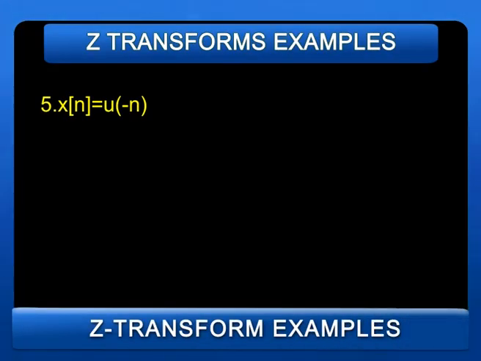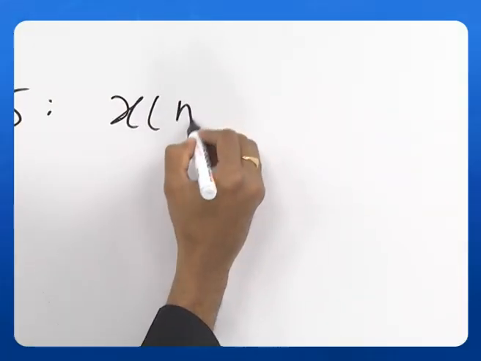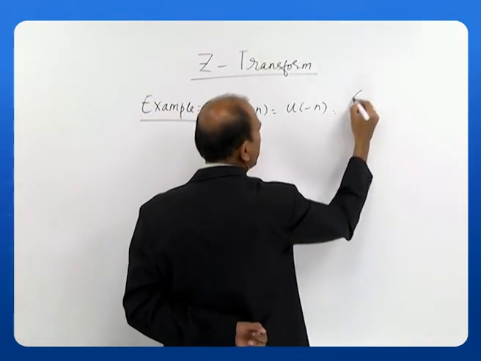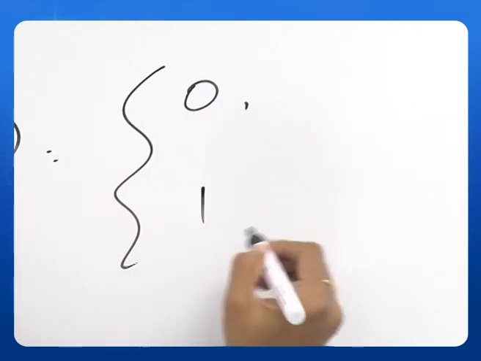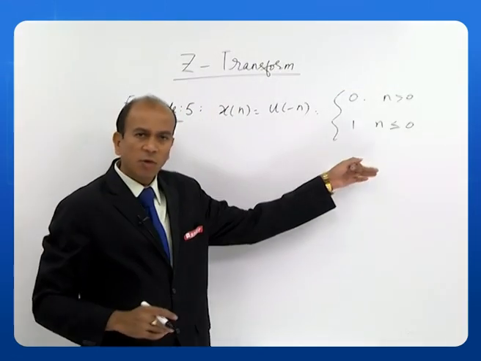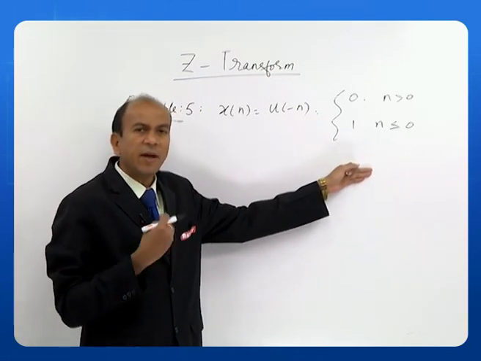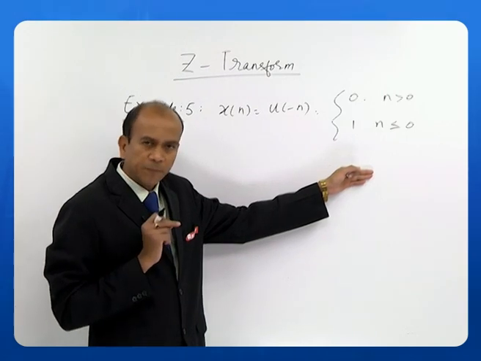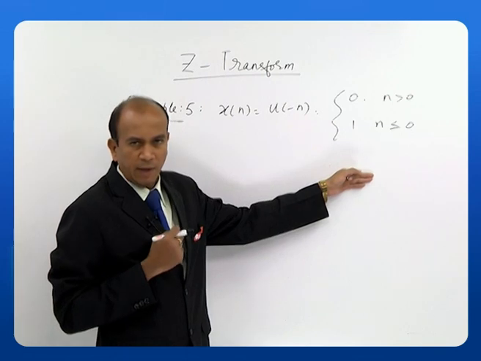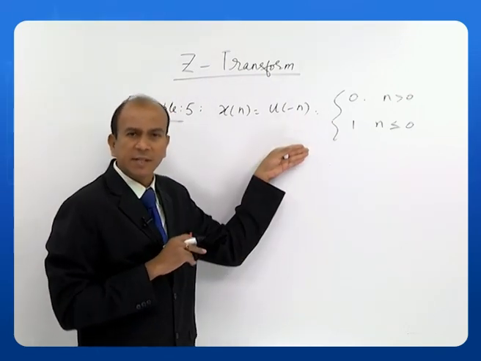We have to calculate what is the z transform for this. So, what is x of n given as? x of n is given as u of minus n. That is, this value will be equal to 1 for n less than or equal to 0 and 0 for n greater than 0. So, we have to calculate the z transform of this. As you have seen, we have already calculated the z transform of u of n, and there we have found that the ROC is greater than 1. Okay, whereas mod z is greater than 1. Let us see what is the ROC for this and what is the z transform for this.